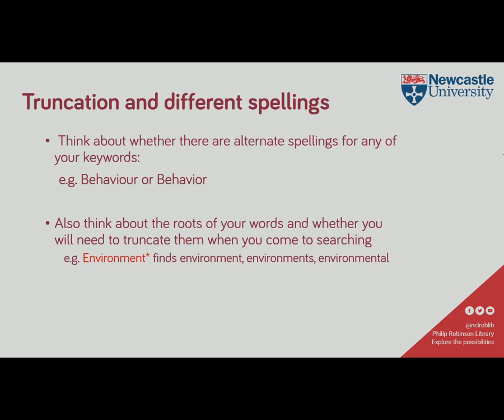And then they mentioned in the video a bit about truncation already. An example here would be environment with an asterisk at the end, which would find environment, environments, and environmental. So you need to think about the roots of your word, and whether there are any other words that come off it that those publishers or authors of articles or books may have used, so you can retrieve everything that's relevant to your search.